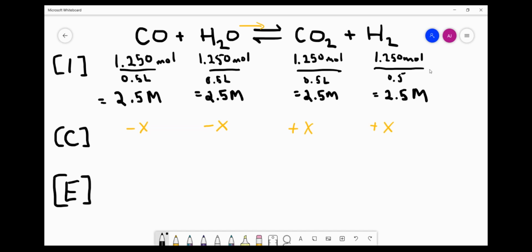Let's now write these values into our equilibrium concentration, and our equilibrium concentration will be the initial concentration plus the change. Our next step is going to be to solve for x. We can't do anything more here, but we do know the value of k. So let's take these equilibrium concentrations and substitute them into the equilibrium law equation.